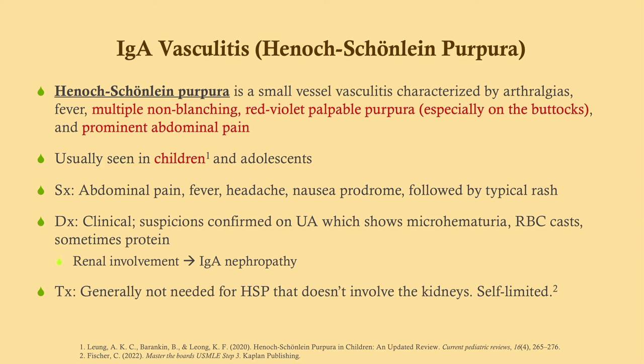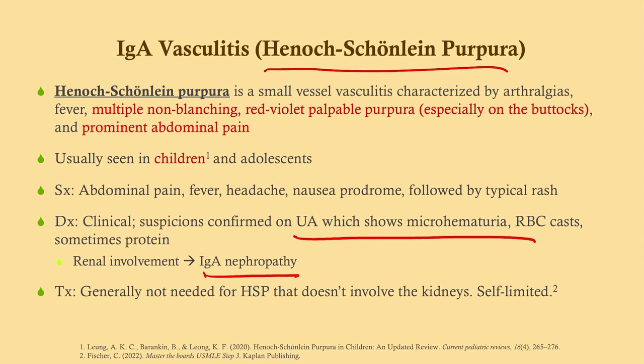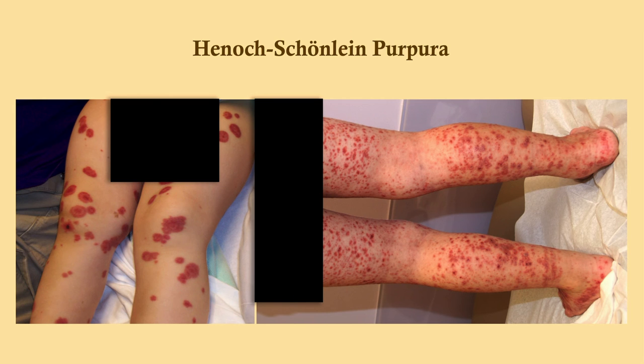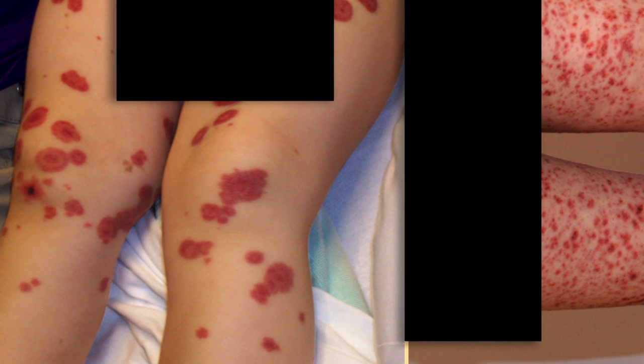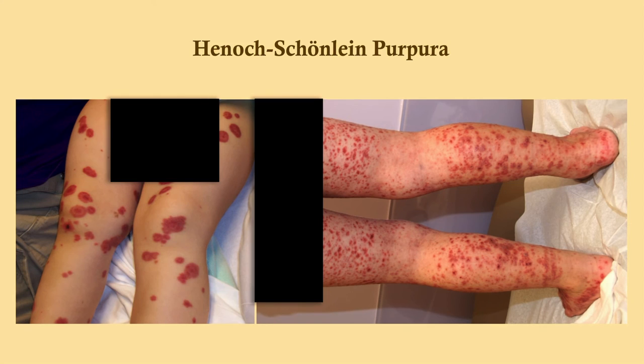You get a urinalysis and you see blood in the urine. Diagnosis here is clinical, but the suspicions are confirmed on the urinalysis, which shows microhematuria, red blood cell casts. If there is renal involvement, we call that IgA nephropathy. Henoch-Schönlein purpura does not always have renal involvement. That's why I say this diagnosis is clinical. However, you want to get the urinalysis because that will tell you whether or not you're dealing with IgA nephropathy. Treatment, generally not needed. So this is what you see here. You can see very obvious lesions here, and they tend to be on the legs and buttocks.